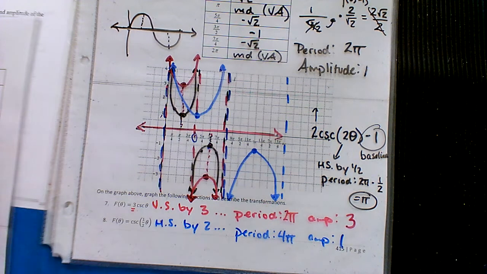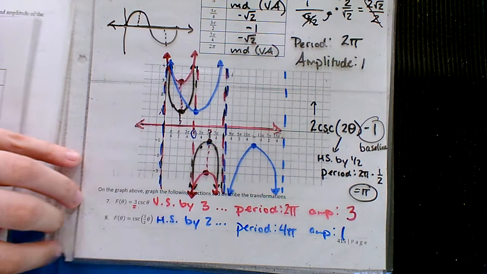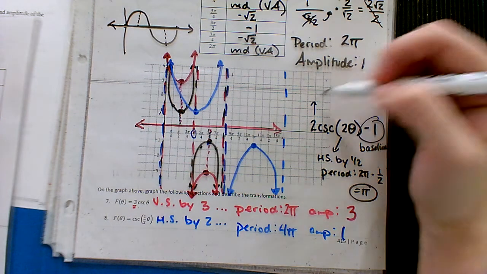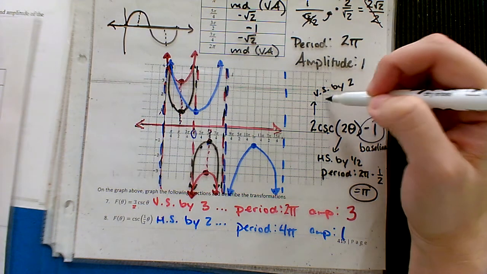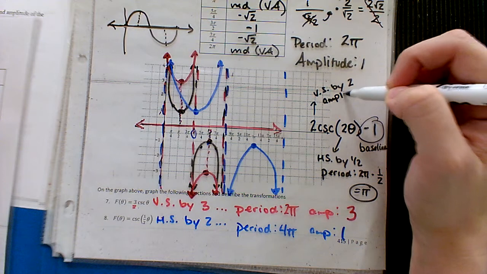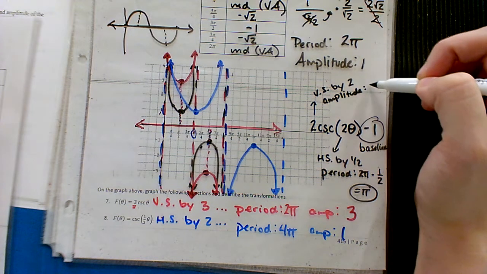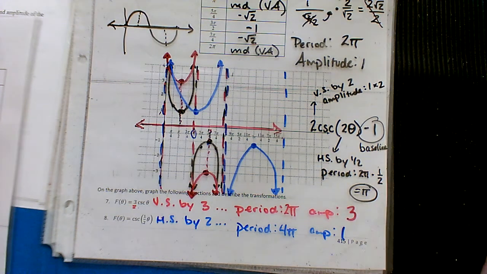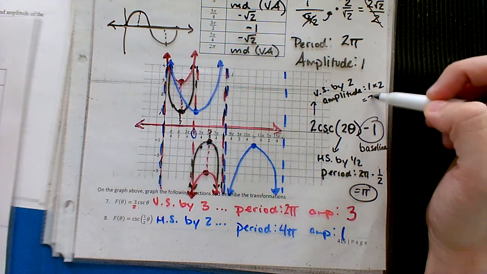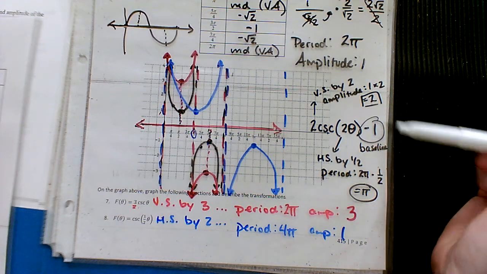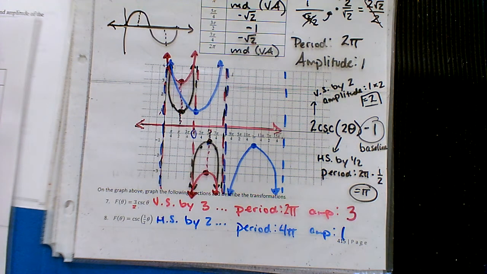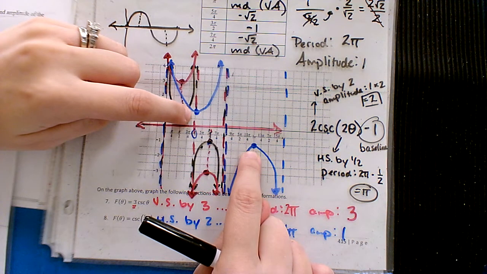What about the 2 out front? How does that affect our graph? Yeah. A vertical stretch by 2. Vertical stretch by 2. All right, so this is affecting your amplitude. If your original amplitude is 1, we're going to stretch it by 2, aka times 2. So our new amplitude is 2. So that's telling us from the middle of our graph, which we now know is at -1, we have to count up or down to get to those vertices.